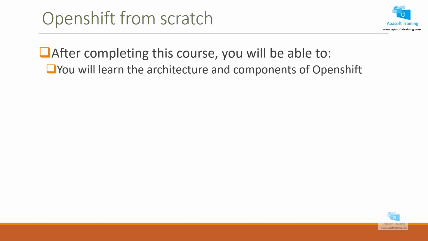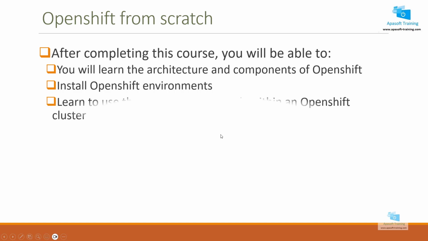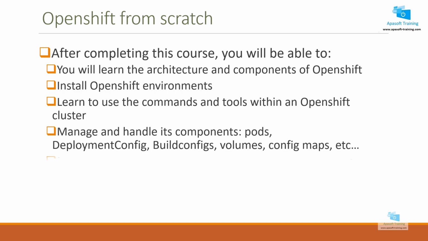Okay, so first thing I have to tell you is, what does this course stand for? What can you achieve with it? Obviously, the most important thing is learning about Openshift, about its components, and the architecture of which it is made. You will see during the course that Openshift is an environment which works with Kubernetes, giving it more functionalities. Of course, we will see how to install Openshift's environments in a local or real mode. We will learn how to use commands and tools too, and learn how to manage all the components you may not know yet, like deployment config, build config, etc.